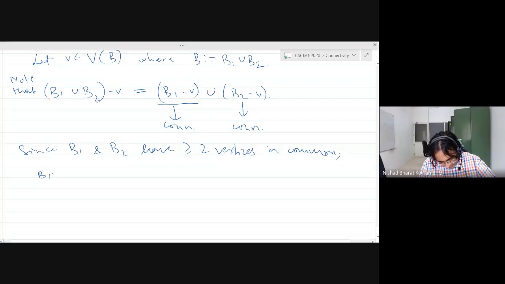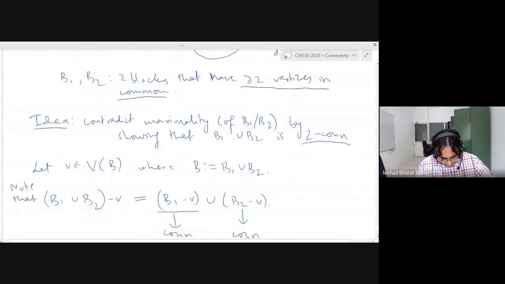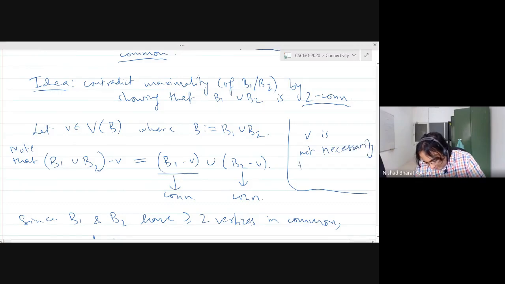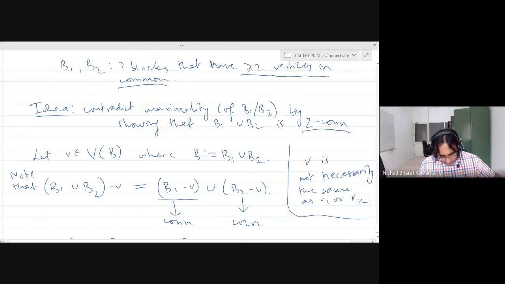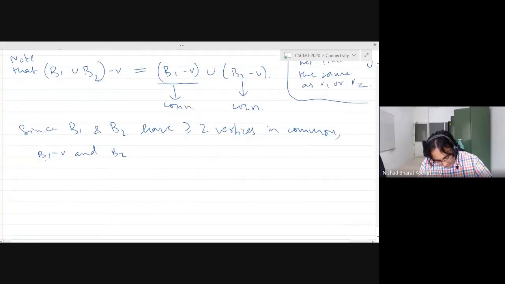B1 minus V and B2 minus V. So V is any vertex. Maybe I should be careful here. Yeah, this is V1, V2. So it's important to realize that V is not necessarily the same as V1 or V2, right? V is just some vertex in B. So B1 minus V and B2 minus V have at least one vertex in common.